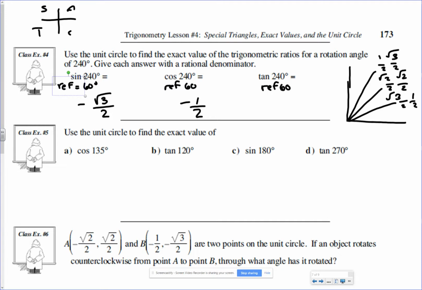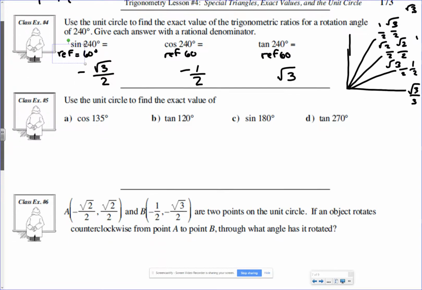And then my tan, again, you're going to have to just memorize this. That goes root 3, 1, and then root 3 over 3. So because I'm looking at 60, this answer would be root 3. It's in the third quadrant. Tan is positive there, so it'd be a positive root 3.